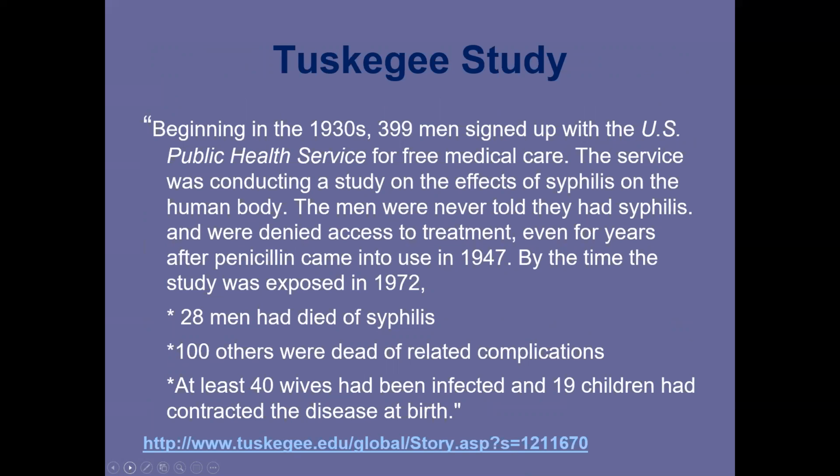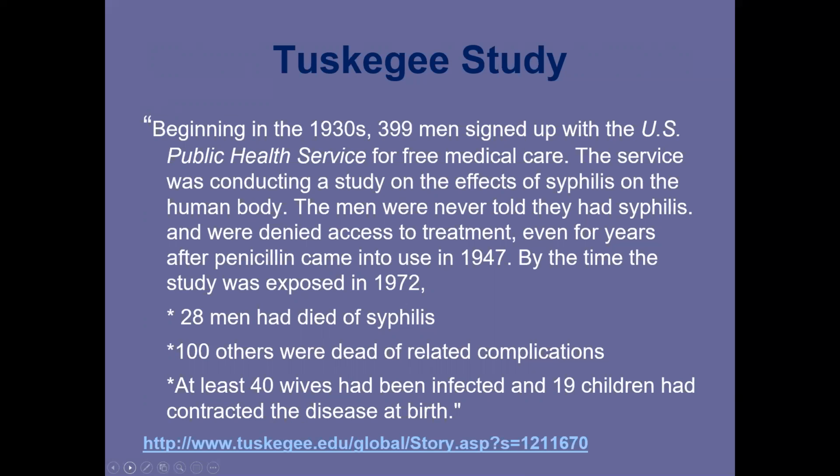So beginning in the 1930s, almost 400 men signed up with the US Public Health Service for free medical care. Who wouldn't sign up for free medical care? These were, again, men of very humble and modest socioeconomic standing. The study included the effects of syphilis on the human body. So the men were inoculated with the syphilis spirochetes, the microbes, but they were never told they had syphilis.